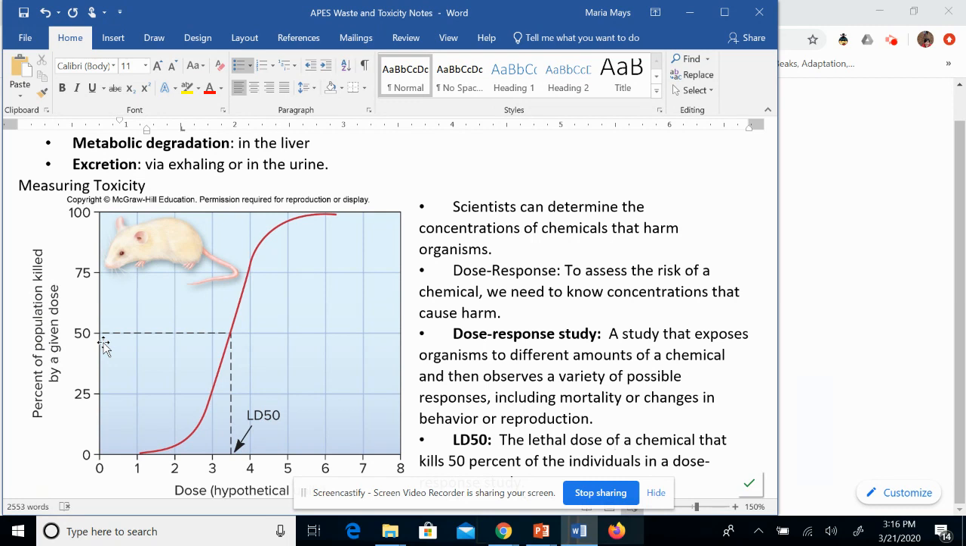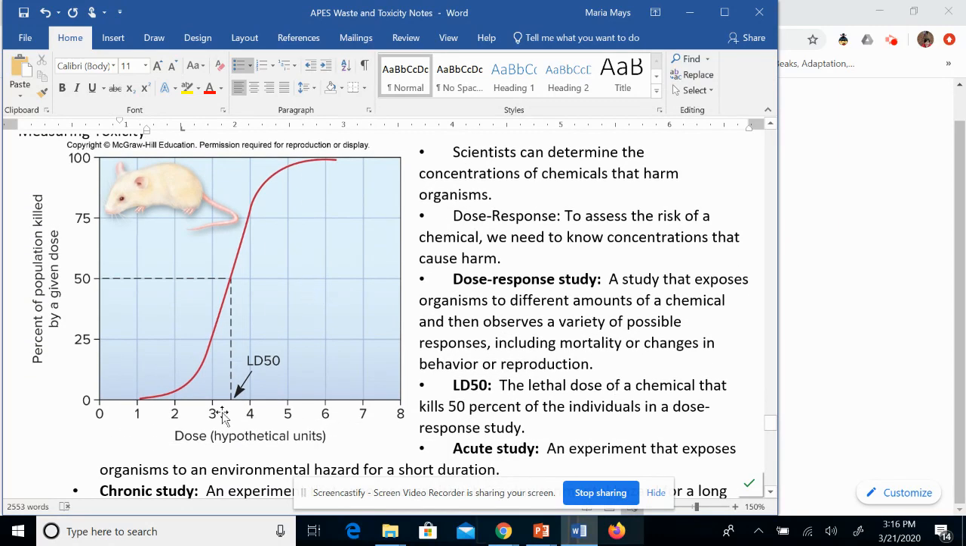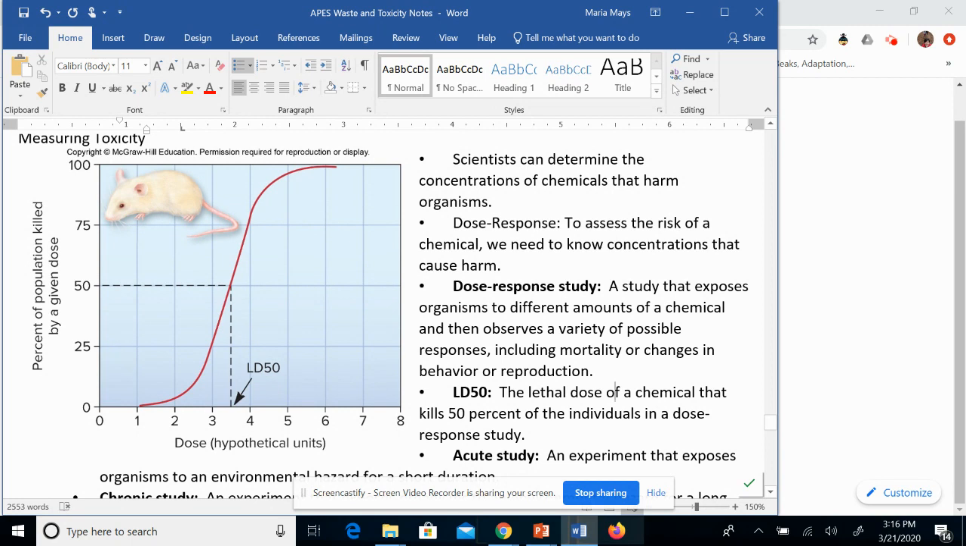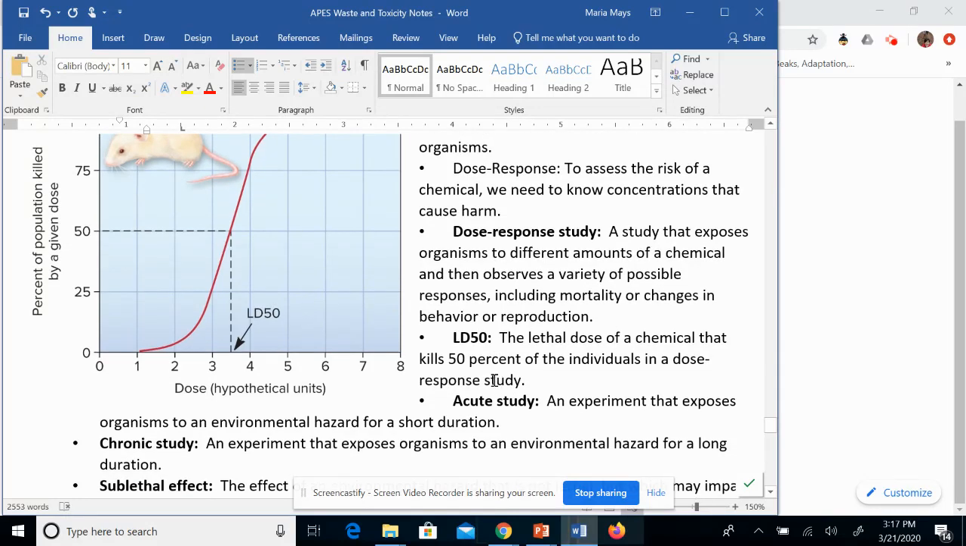So the dose response curve is this curve you see here. We're looking at what the dose is on the x-axis down here, in hypothetical units, this is just some made-up thing to do a curve, and then the percent of the population killed by a given dose. So to find what dose is the LD50, so that's where 50% of the individuals are killed, you go over from 50% until you hit the curve that you have plotted, and you go down and find what the dose would be.